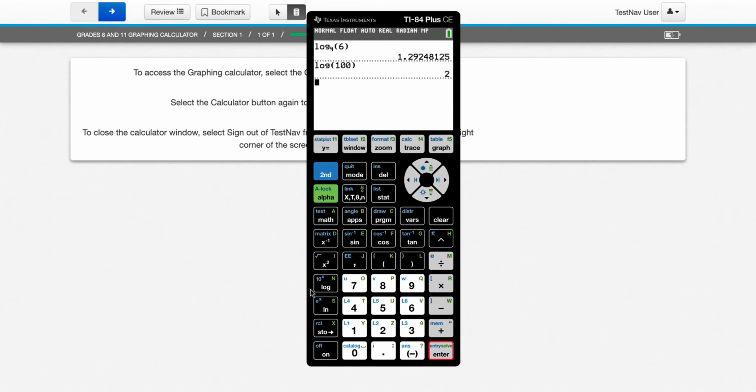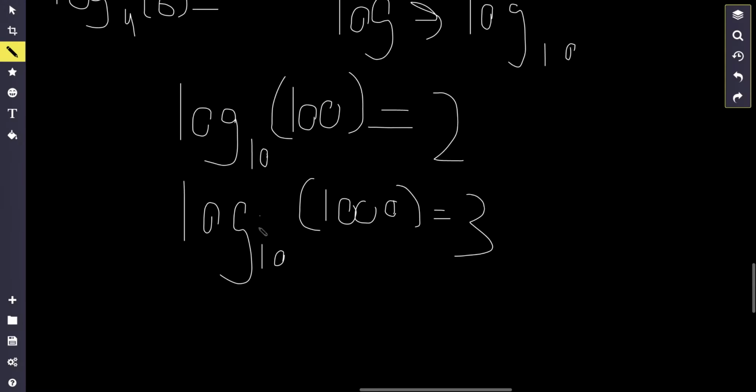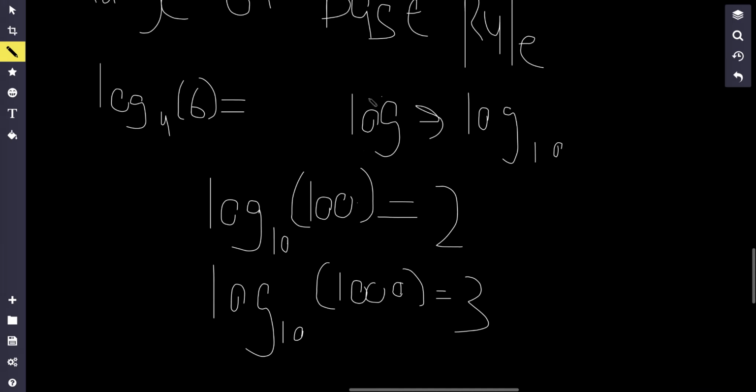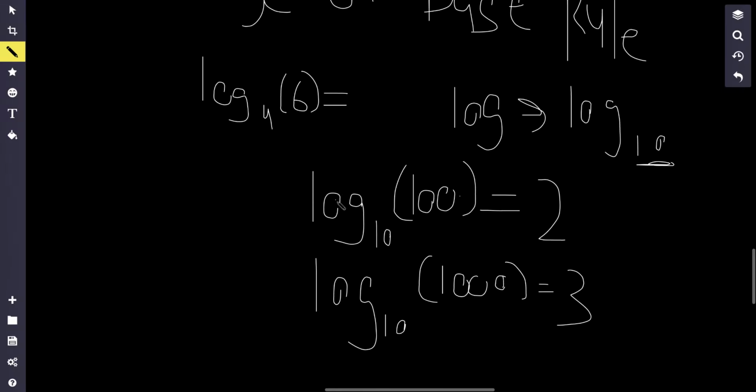If I put in 1,000, I will get 3, because 10 to the third power is equal to 1,000. This calculator doesn't put base 10 here, but you can think about it as an invisible 10. And that's what I have written here: 10 to the third power is equal to 1,000. So the main thing to know is that the log feature on the calculator is just in base 10 if it doesn't say anything there.